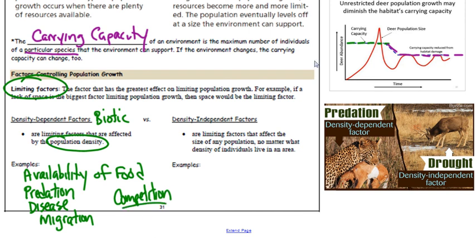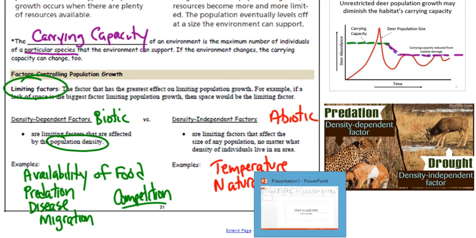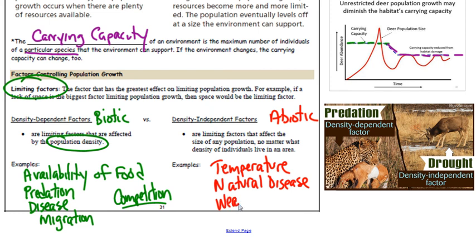Now, density independent factors are going to be abiotic in nature, non-living, because the living factors, the community, the populations, will have zero effect on these limiting factors. An example is temperature. Doesn't matter big or small, temperature can affect the population. A natural disaster, like a hurricane, doesn't really care if where it hits has a small or large population. And then just overall weather.